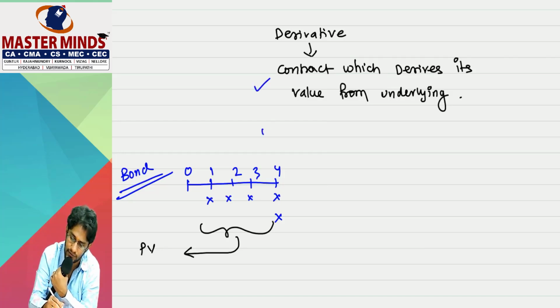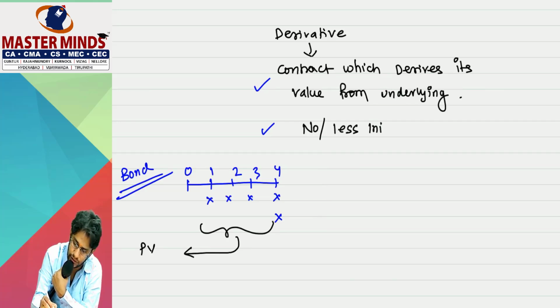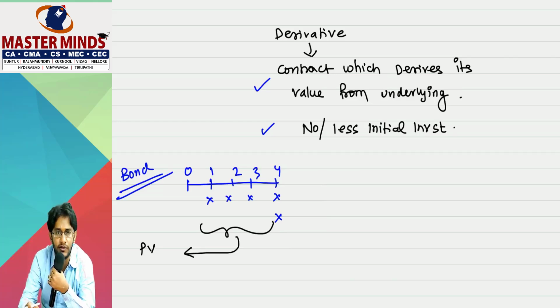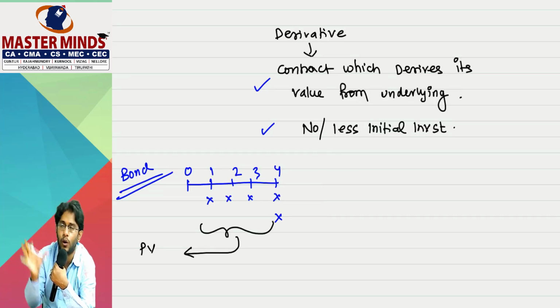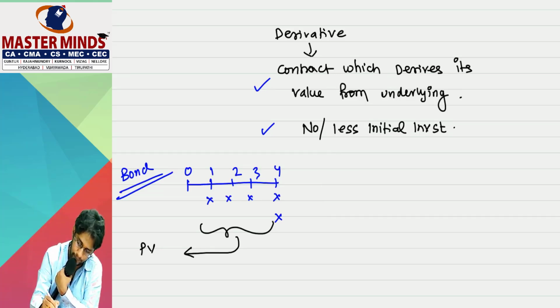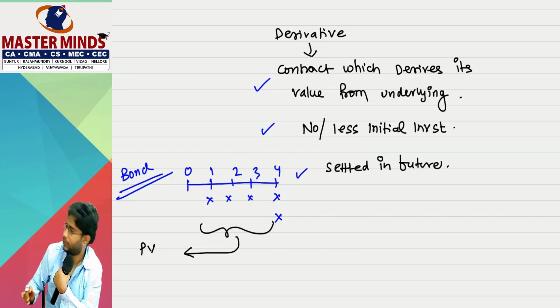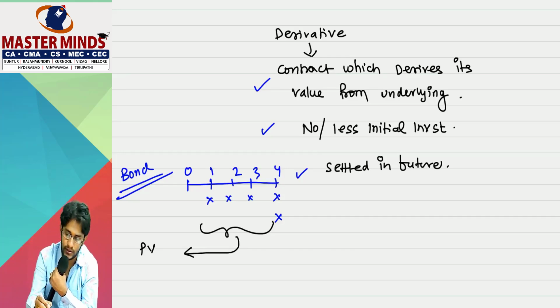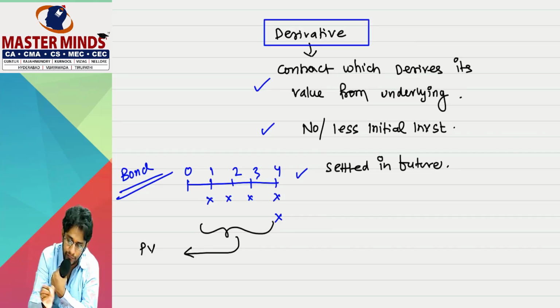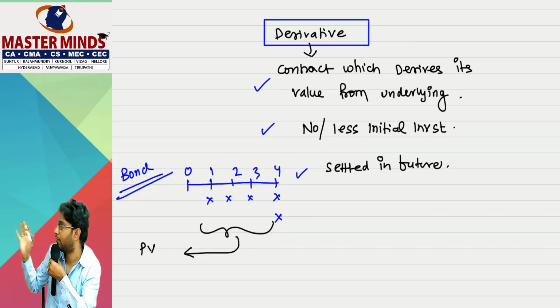And these derivatives usually will have no or less initial investment. Sometimes zero investment, sometimes investment amount will be there, but that will be very, very small compared to the overall value of the contract. And derivatives are always settled in future. These 3 points are the definition of Ind AS 32 and 109 for derivative contract.